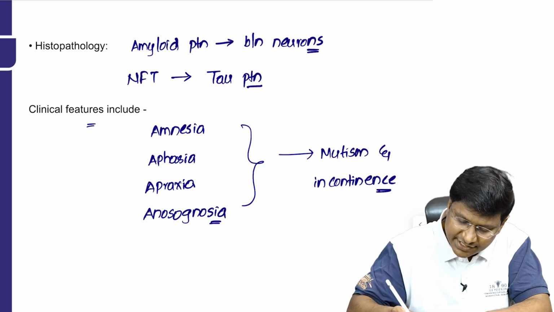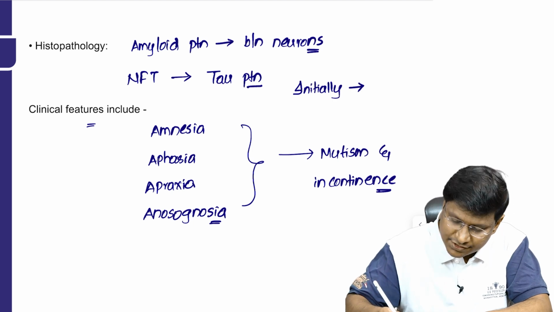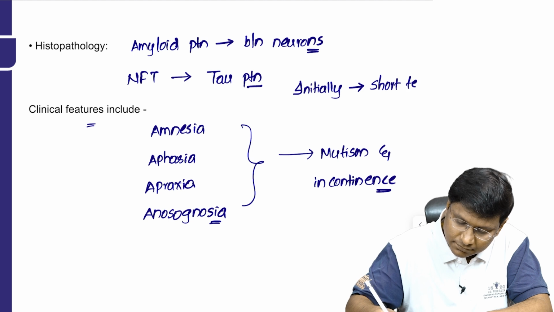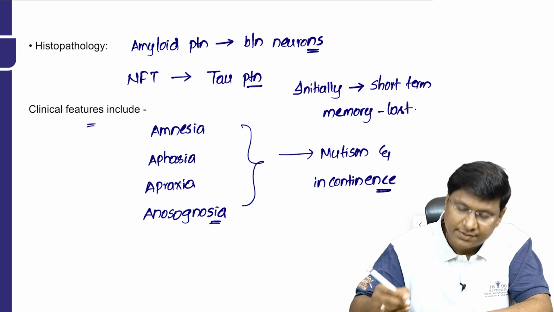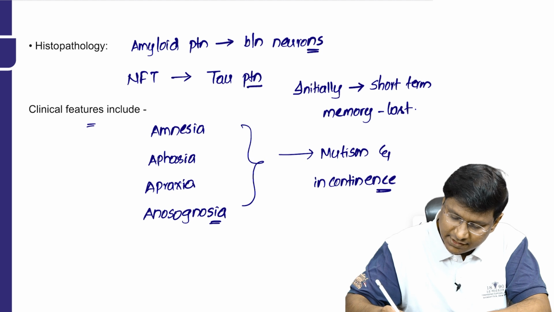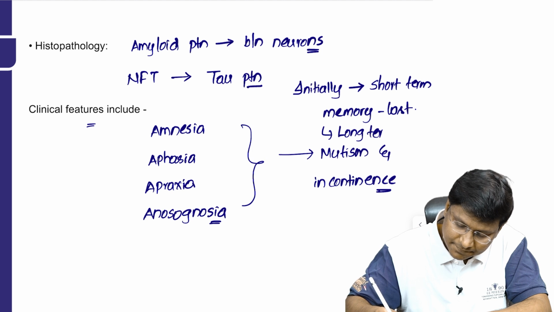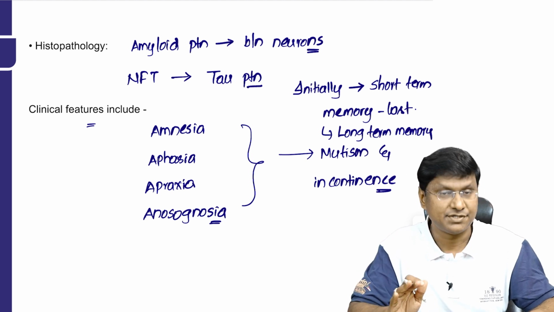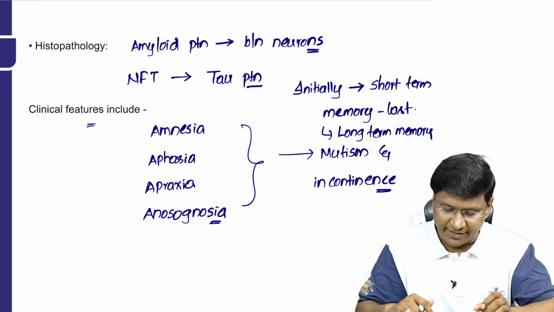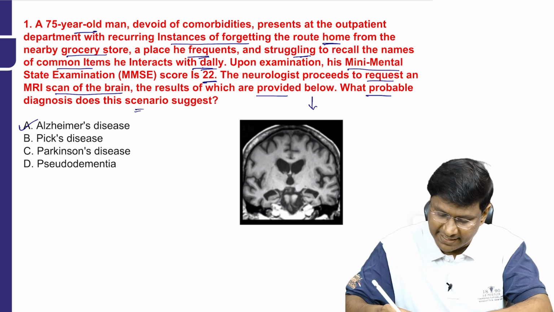In early stages, initially, the short-term memory is lost, and later this will progress to the loss of long-term memory. So that is what the clinical features are in patients with Alzheimer's. And what does the MRI of the brain show? If you take the MRI of the brain in patients with Alzheimer's, you will notice that there is blunting of gyri as well as sulci.